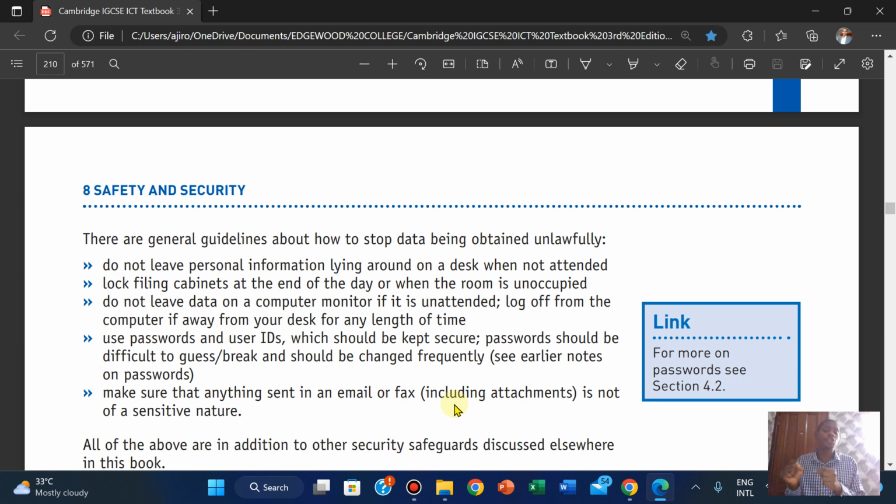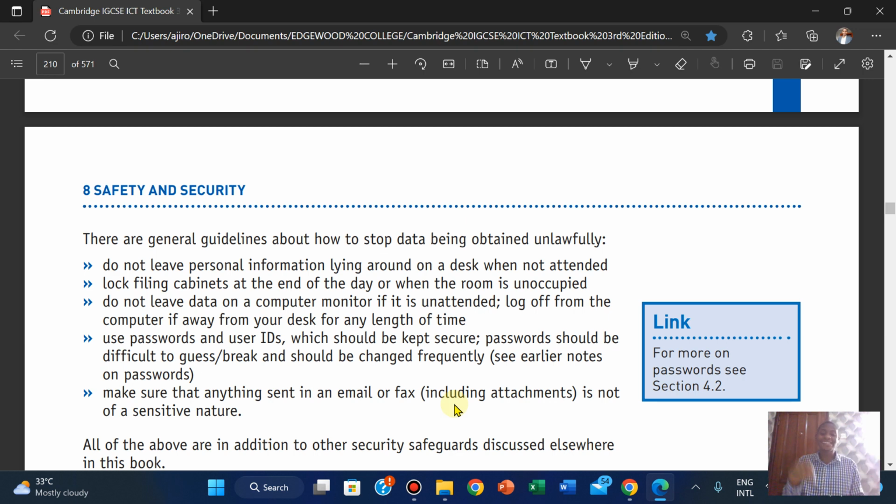And please, passwords should be difficult to guess. Don't use a password like your name or date of birth, things that people can come up with about you and guess. And if possible, it should be changed frequently, or use a password that is difficult to guess. And what is a strong password? A strong password is a combination of uppercase, lowercase, special symbols, and numbers.